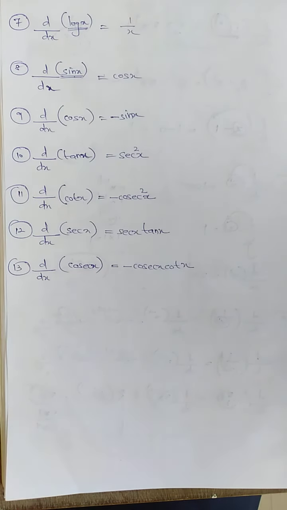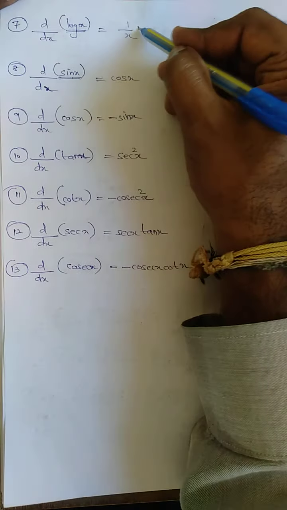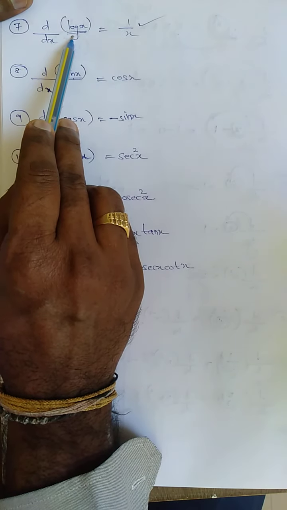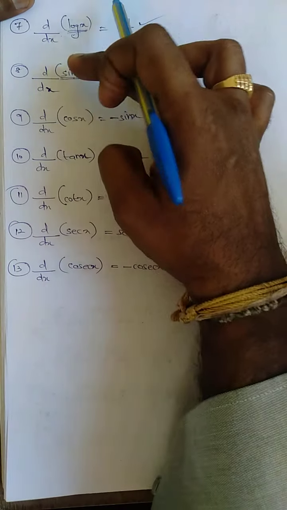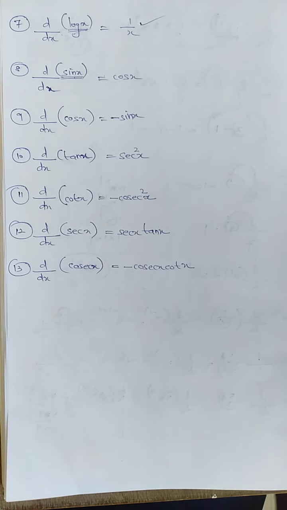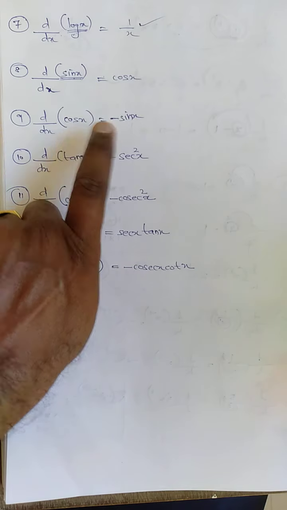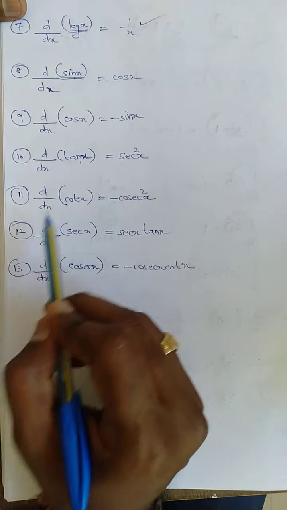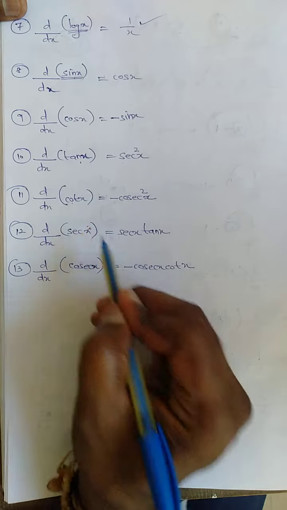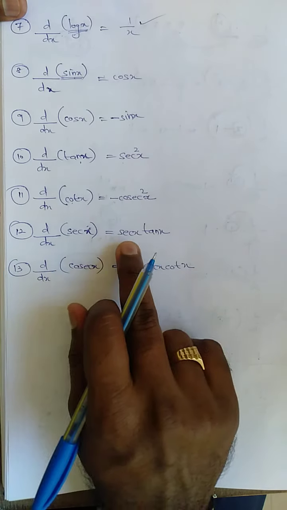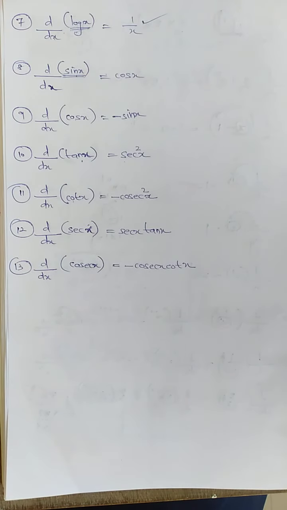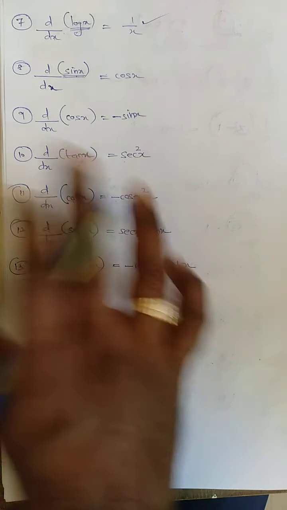So, these are the differentiations; this is in log function, and this is on trigonometric functions: sin x, cos x, tan x, cot x, secant x, cosecant x. So, differentiate of sin x is cos x, differentiate of cos x is minus sin x, differentiate of tan x is secant square x, differentiate of cot x is minus cosecant square x, differentiate of secant x is secant x tan x, differentiate of cosecant x is minus cosecant x cot x. Very, very important. So, these are the formulas.